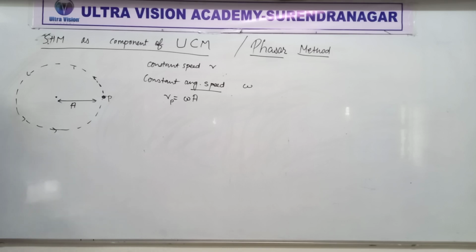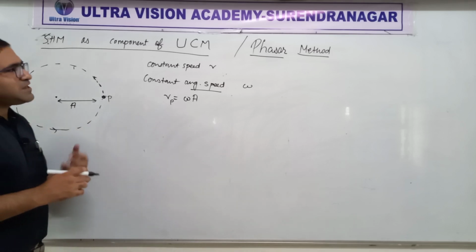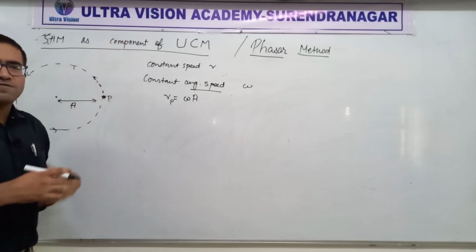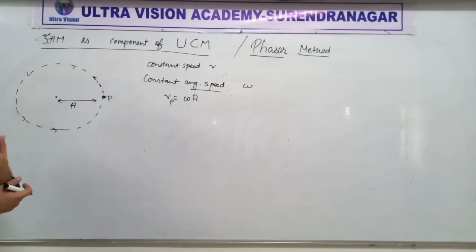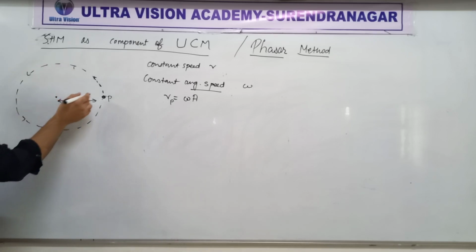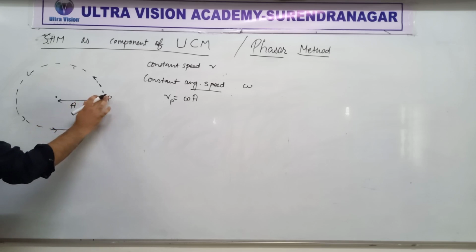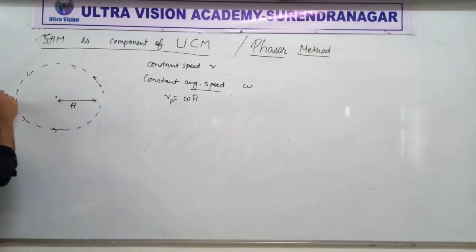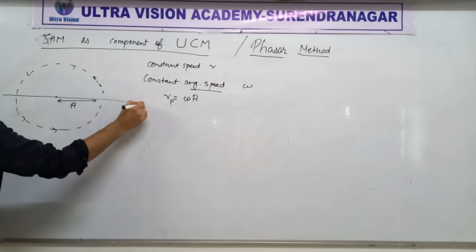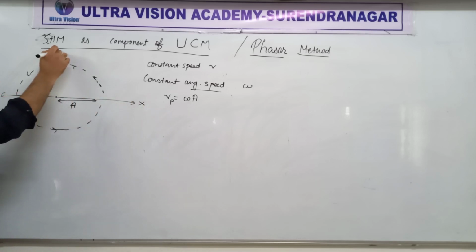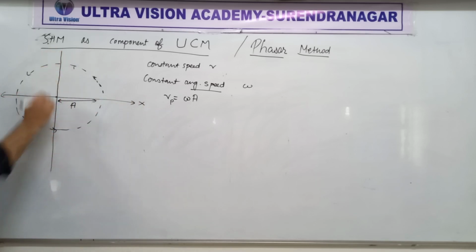Okay. Now, I am saying that we are going to take component of uniform circular motion. What does that mean? Then I'll relate it with phasors as well. Don't worry. Let's say that at some point of time, this particle P was not here. Let's say this is as usual x-axis with positive on right side, negative on left side, and y-axis.